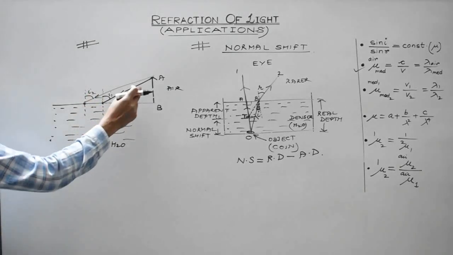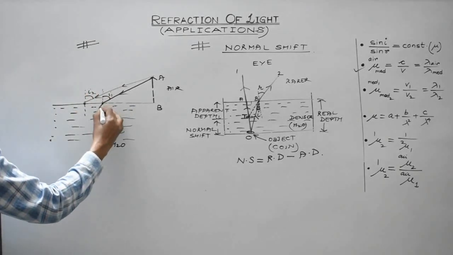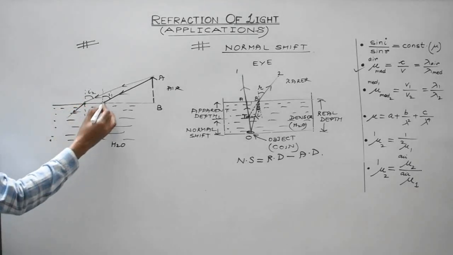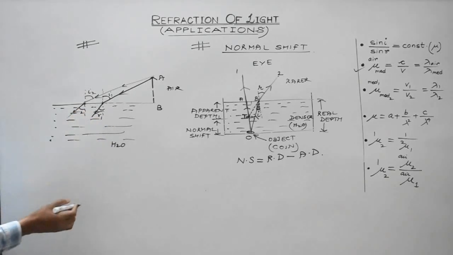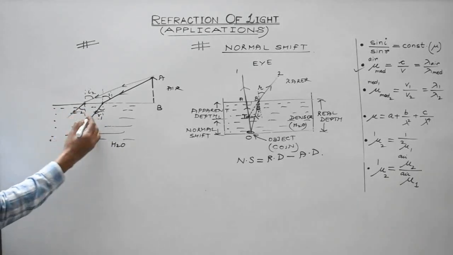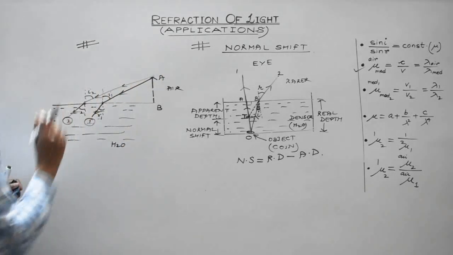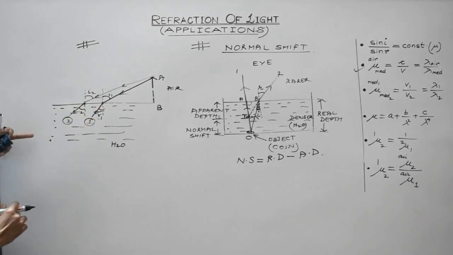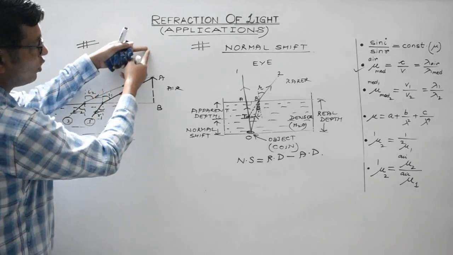So what happens is, rays coming from rarer to denser will bend towards the normal, like this. In both the cases, since the angles of incidence are different, the angles of refraction will also be different. So these two rays, 1 and 2, will enter the retina of the eye, which is the swimmer's eye in this case, right? And to the swimmer, these 2 rays will appear to be coming from a point somewhere over here.